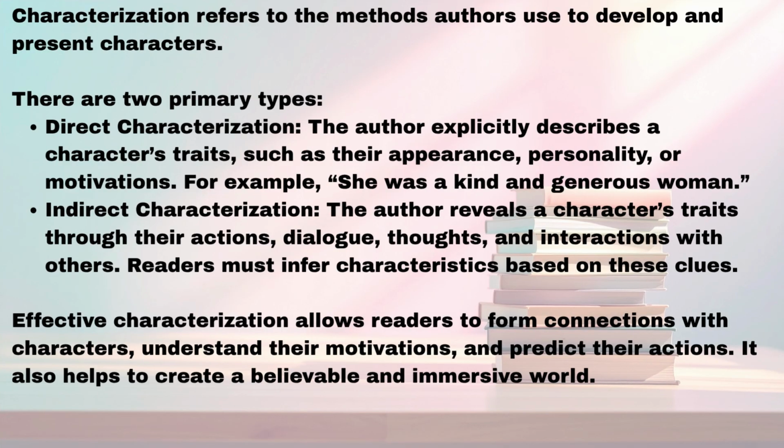Characterization refers to the methods authors use to develop and present characters. There are two primary types. Direct characterization: the author explicitly describes a character's traits, such as their appearance, personality, or motivations. For example, "She was a kind and generous woman." Indirect characterization: the author reveals a character's traits through their actions, dialogue, thoughts, and interactions with others. Readers must infer characteristics based on these clues.